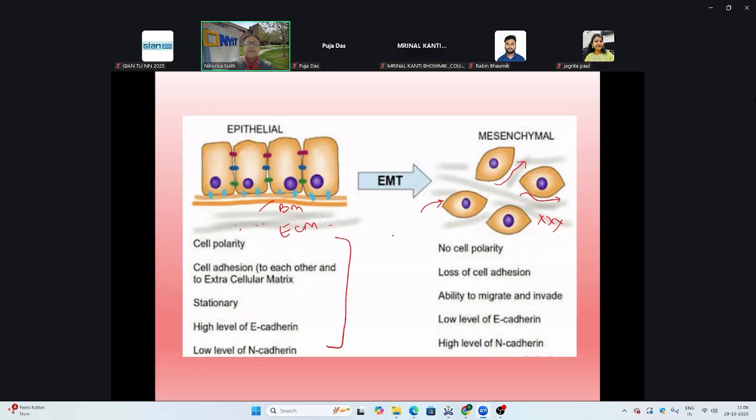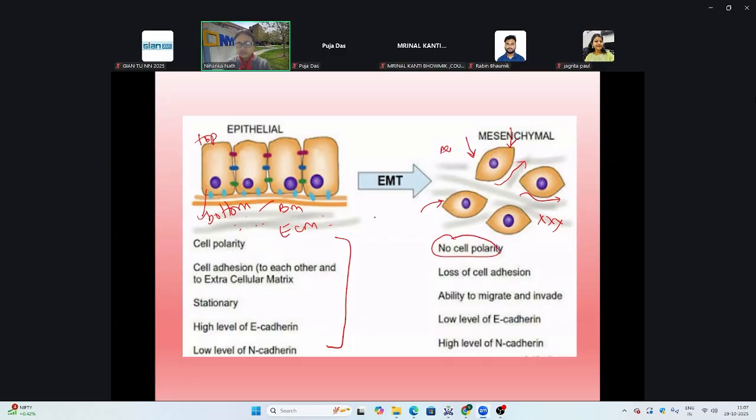Epithelial cells have cell polarity. Cell polarity means that this is the top of the cell and this is the bottom of the cell. They're polar. Generally, there's no such thing here. There's no top and bottom, there's no cell polarity. I don't see any top and I don't see any bottom. They all look alike. So big loss of characteristics.